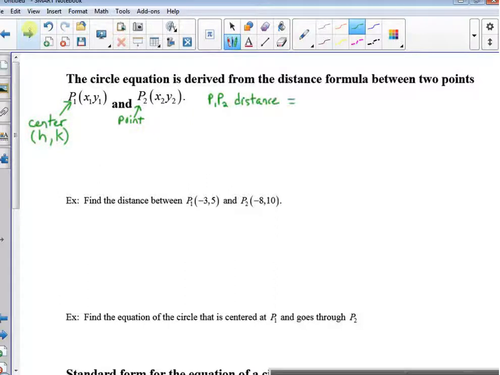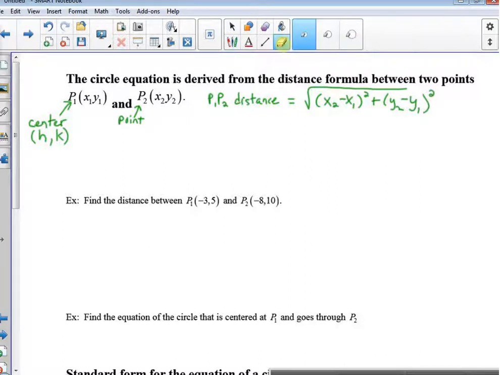Then that is equal to the square root. The distance formula is change in x's squared plus change in y's squared. So you can do x2 minus x1 squared plus y2 minus y1 squared.